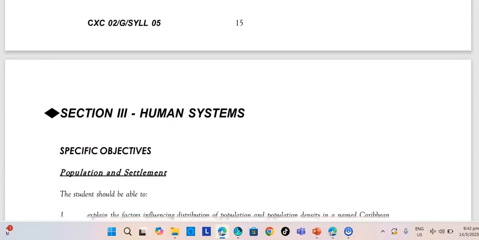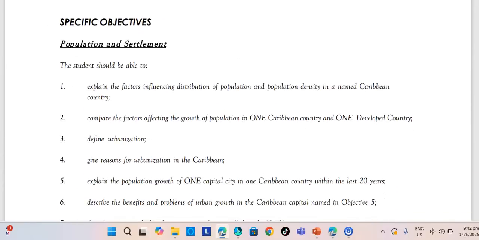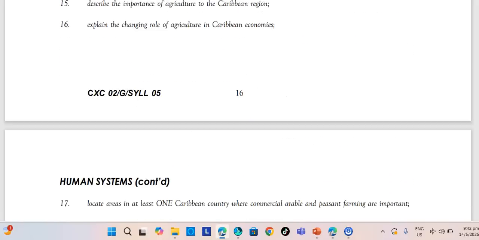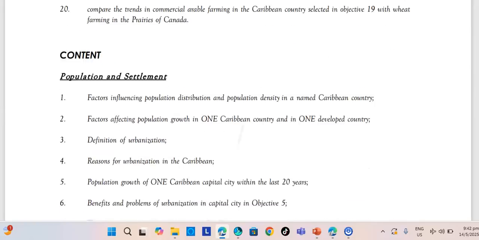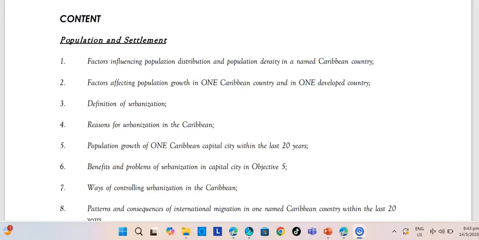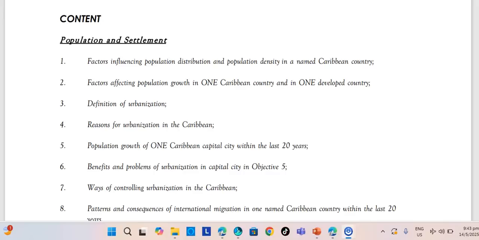All right, so we're going to look at human systems: explain the factors influencing distribution of population and population density in a named Caribbean country. So if you decide to look at population, we're going to go through that revision now. What are the factors influencing population distribution and population density in a named Caribbean country? We're also going to look at the factors affecting population growth in one Caribbean country and in one developed country.